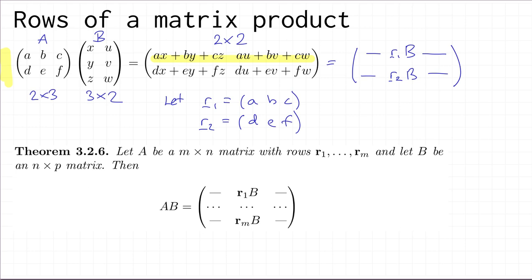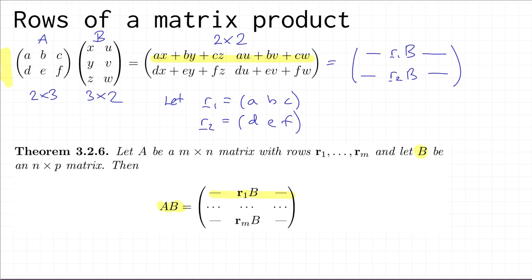This is true always. This is true in general. So if you have any m by n matrix, and you call the rows of that matrix R1, R2, R3 up to Rm, and you let B be any n by p matrix, so that the matrix product AB is legitimate, it makes sense, then the matrix product AB is the matrix whose first row is obtained by multiplying the first row of A into B. So R1B, like this. And the second row is obtained by multiplying the second row of A into B, and so on. And the last row will be multiplying the last row of A into B.